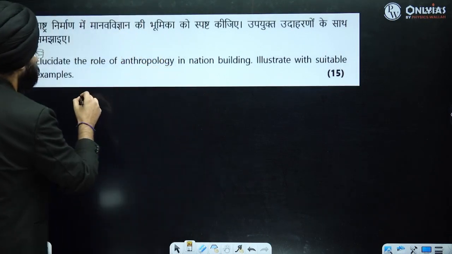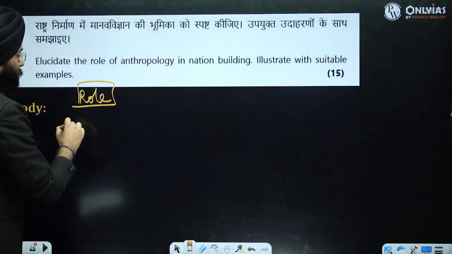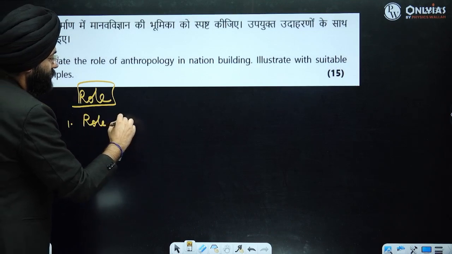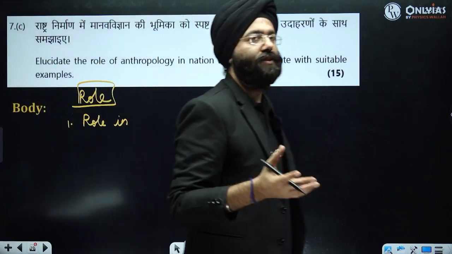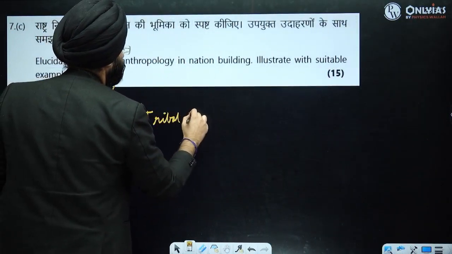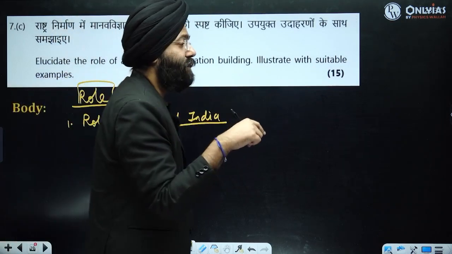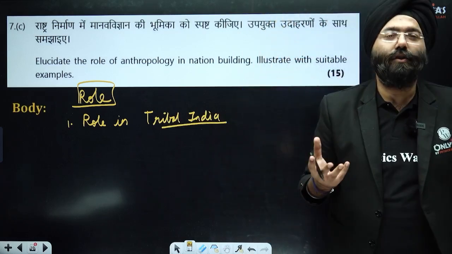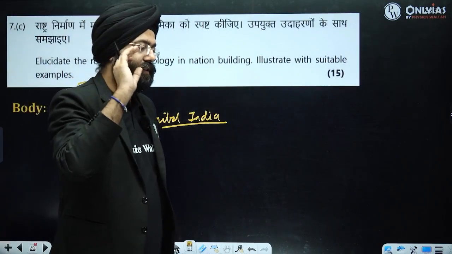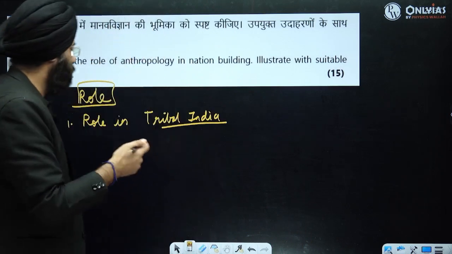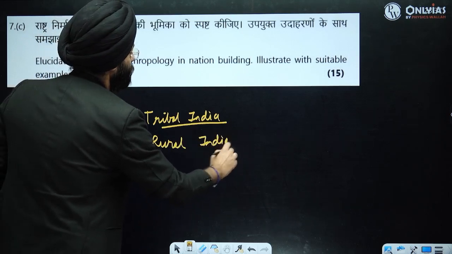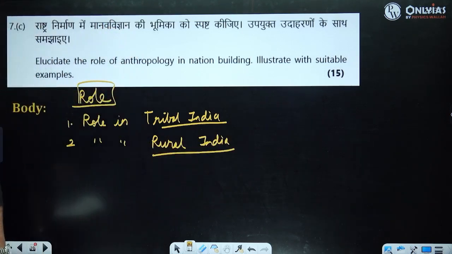How can you write? See, if I'm taking the role, first thing can be role in tribal India. Nation building itself is going to include all the dimensions, right? Role in tribal India. Over here, whatever you have studied, the role of anthropology in tribal India, you have already studied that in your syllabus. That can be one point. You can add a few thinkers also, let it be with respect to M.N. Srinivas, L.P. Vidyarthi, and their views. Right, in brief, role in rural India. Again, so many thinkers you have studied in the syllabus. Clear?